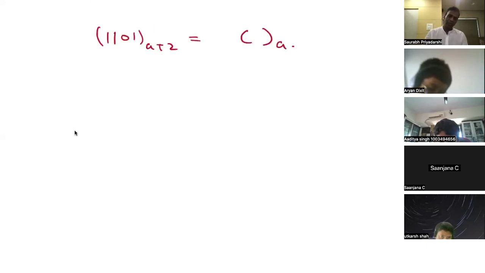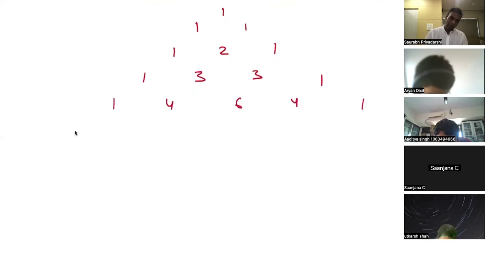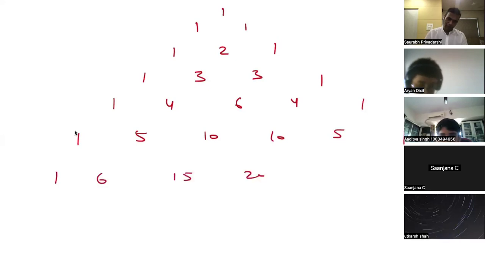Actually, all of you are doing this question, but let me show you something for a second. The Pascal triangle is 1; 1, 1; 1, 2, 1; 1, 3, 3, 1; 1, 4, 6, 4, 1; then 1, 5, 10, 10, 5, 1; then 1, 6, 15, 20, 15, 6, 1.